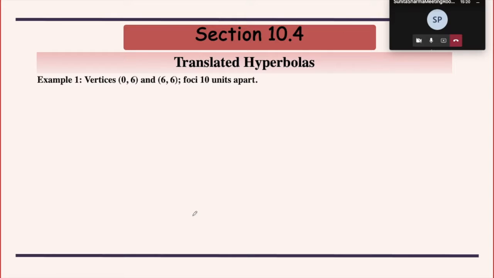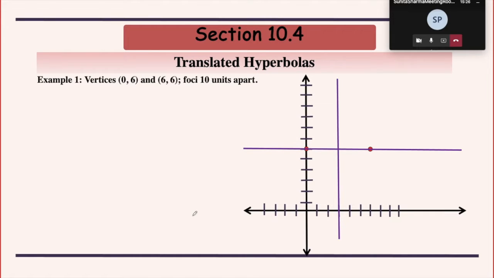So this is one example where you have to find the equation and then sketch it. Okay, so I'll just take the empty graph to begin with. So vertices are given to us: 0, 6 and 6, 6. Okay, so one point is here. This is one vertex, say I call it V1, and the other vertex is here, 6, 6.